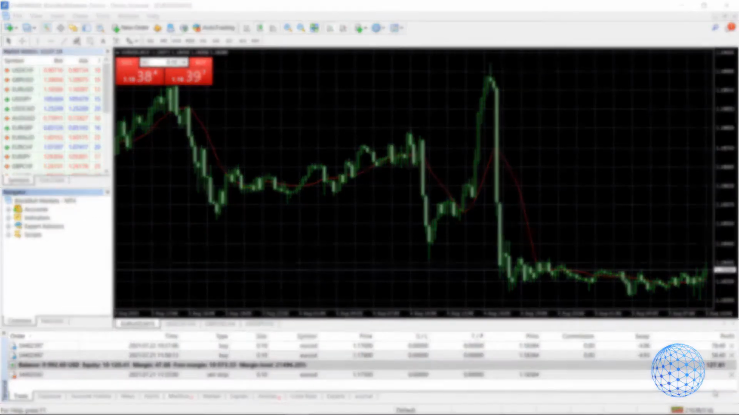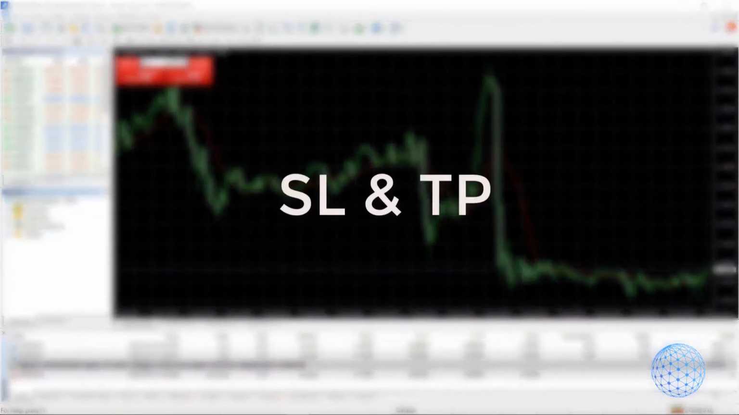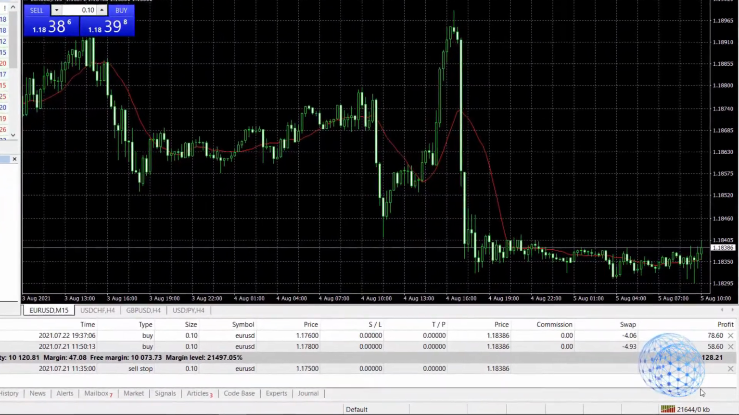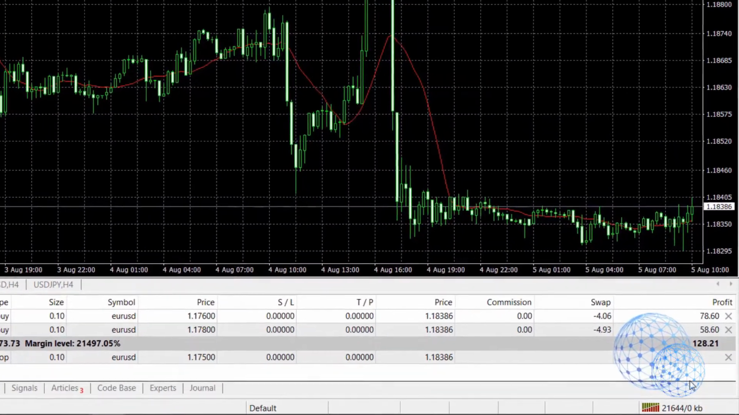Today I will explain what stop loss and take profit are in Forex trading on the MetaTrader platform, and you will see how useful it is to use stop loss and take profit.